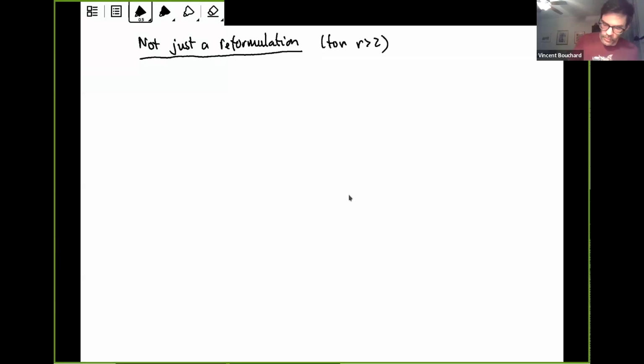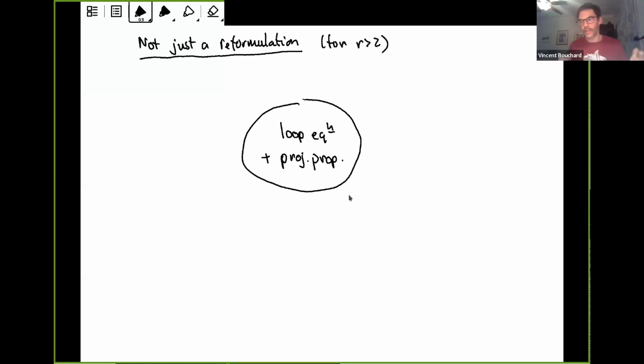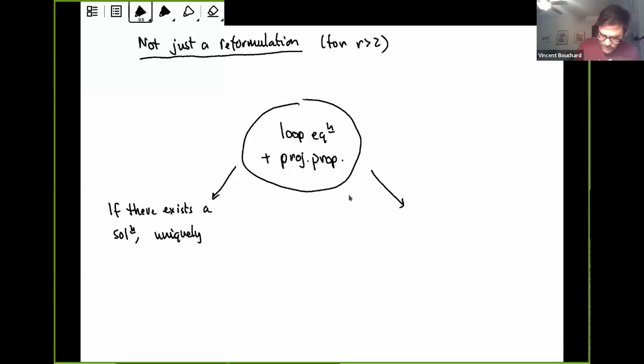What we did is that the central, I would say, statement of all this business is the loop equations and the projection property. Okay, so this was our starting point in this lecture today. And then we showed that you can reformulate it in 2 different ways. The first thing we did is to show that if there exists a solution, then it is uniquely given by topological recursion.